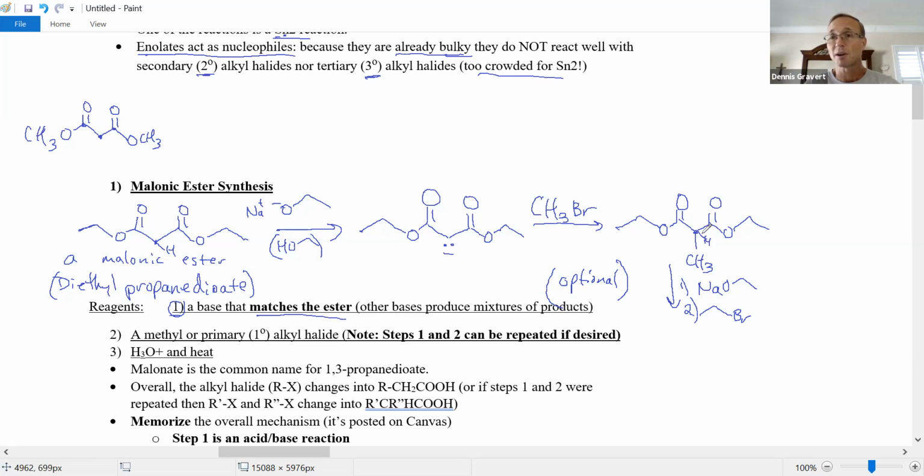And so now, after the hydrogen is removed, the lone pair will bump out this halide. And now we've actually substituted both alpha hydrogens. First time with a methyl, second time with an ethyl. I know this molecule is getting kind of crazy decorations, but focus on the alpha carbon and just ignore the other groups for the time being. Makes it easier. Step 3, we're going to add hydronium ion and heat.